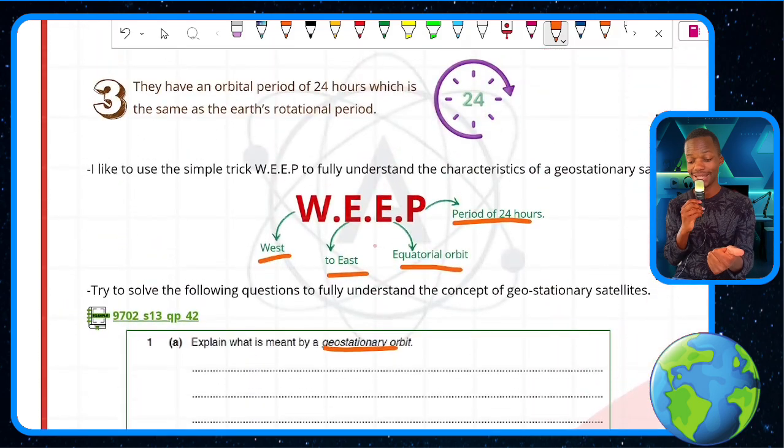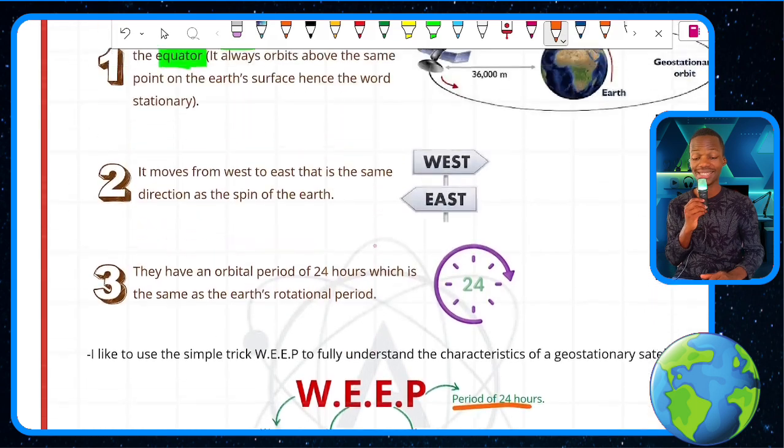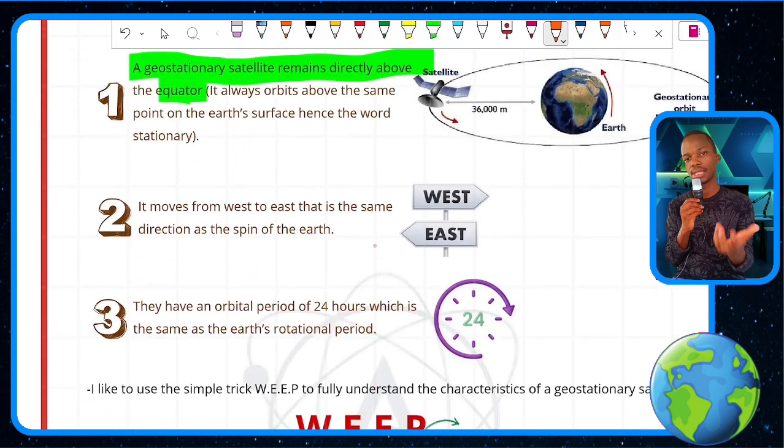It's an orbit that is from west to east. It's an equatorial orbit. And an object in that orbit has a period of 24 hours. So that is what a geostationary satellite is. It's a satellite that's locked above one specific point, which is the equator. It's a satellite that moves from west to east, the same direction as the spin of the Earth. And it's a satellite with an orbital period of 24 hours, which is also an important concept for you to be thinking about. So that is what you need to know about geostationary satellites.